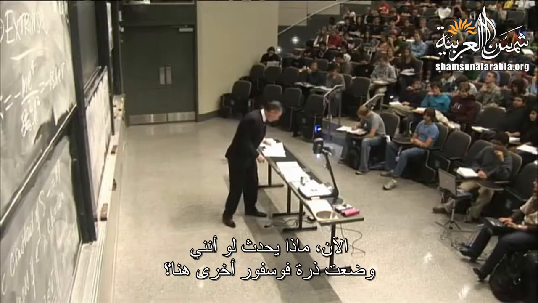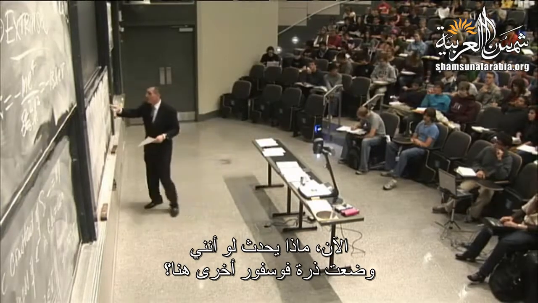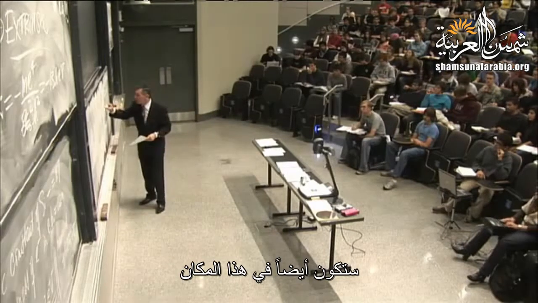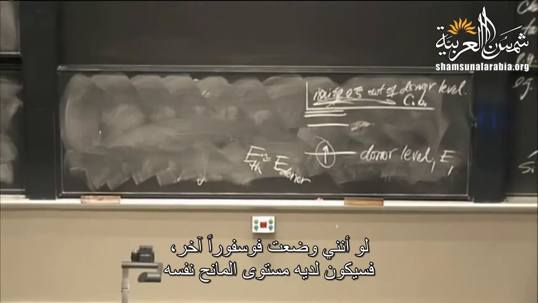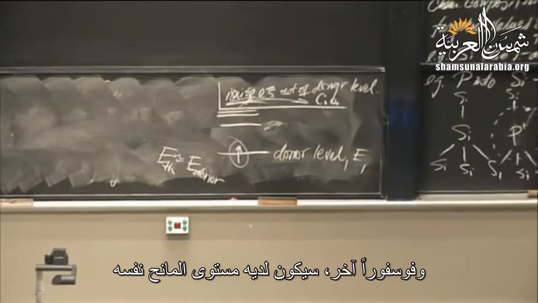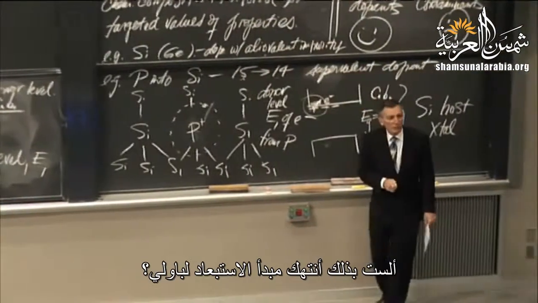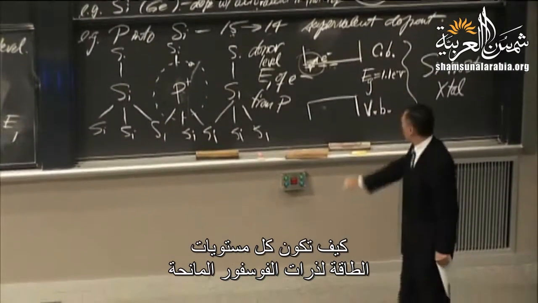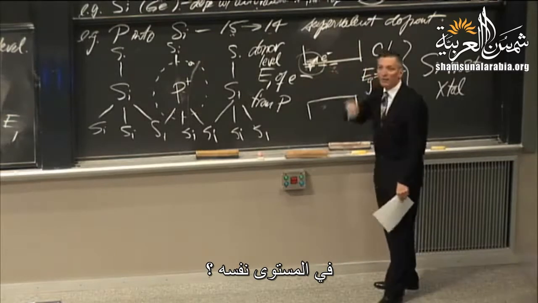Now, what happens if I put another phosphorus in here? Another phosphorus, it's also going to sit at this donor level. I'm going to do it over here. If I put another phosphorus, it's also got the same donor level. And another phosphorus, it's got the same donor level. How can I justify this? Am I not violating the Pauli exclusion principle? How come all the phosphorus donor states are at the same level?